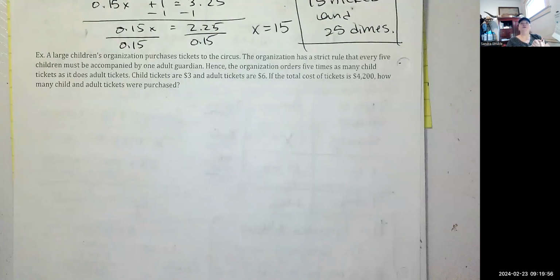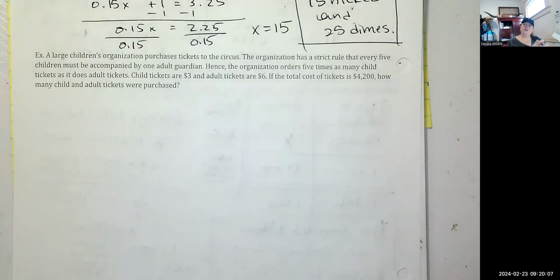All right, a large children's organization purchases tickets to the circus. So expect to see word problems on this next exam. There will be word problems, and the ones that you're seeing here are probably going to be on the exam. So you need to be comfortable with working through these. All right, so be prepared for all of them.